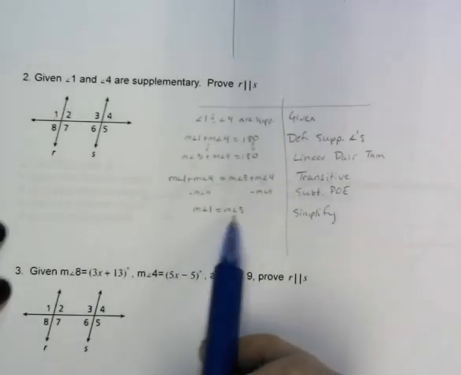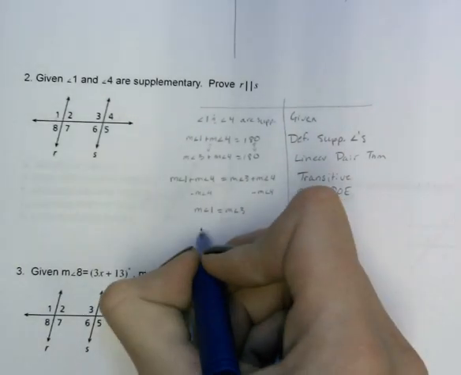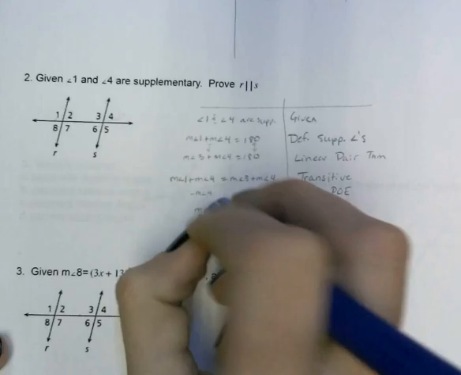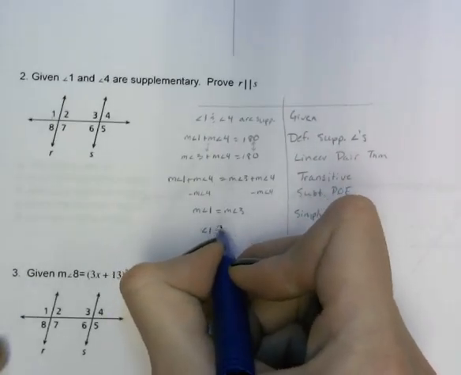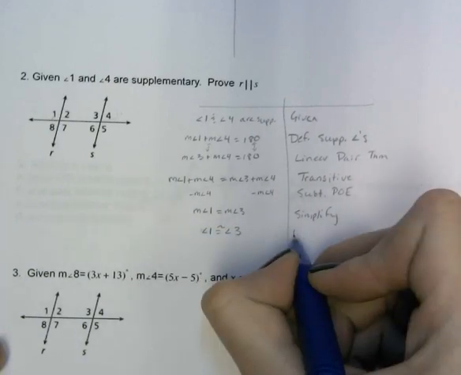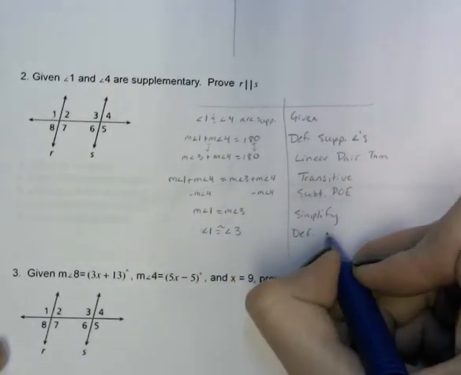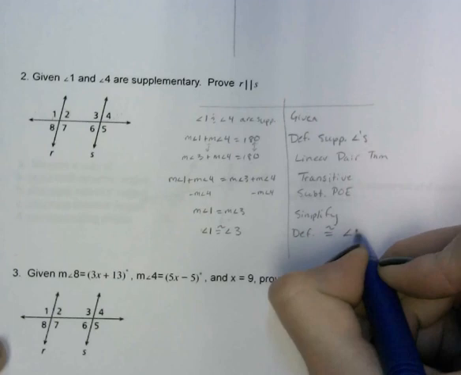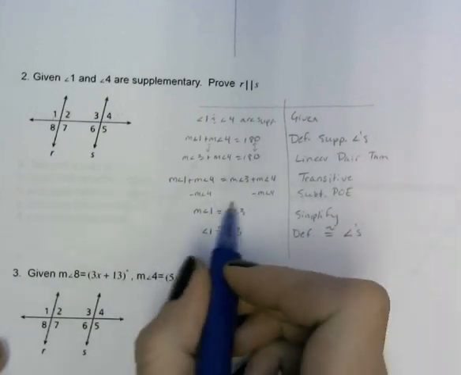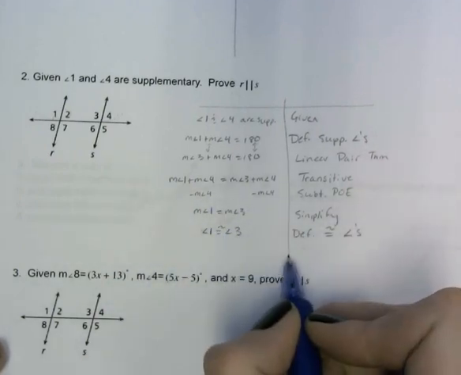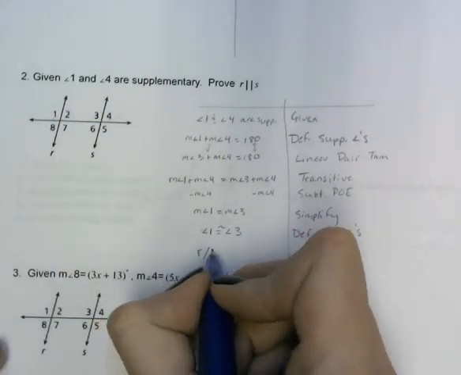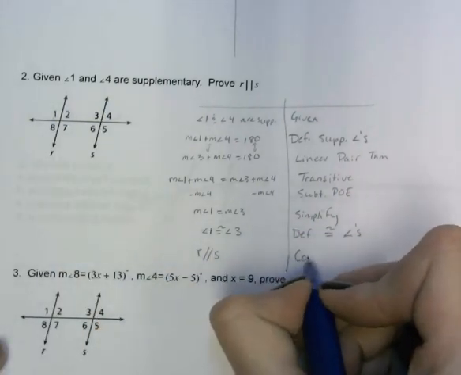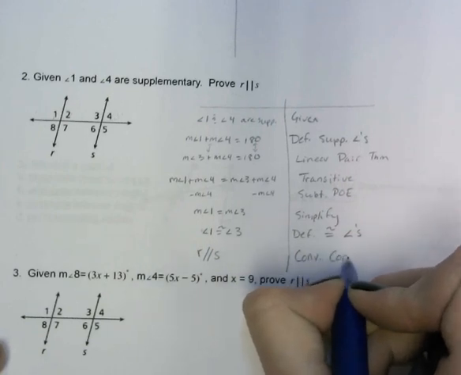So I want to jump back into that congruent language. I'm going to say that since their measurements are equal, they are congruent. That's just the definition of congruent, and in our case specifically, congruent angles. So if their measurements are equal, then they're congruent. And because 1 and 3 are corresponding, R is parallel to S by the converse of corresponding angles.